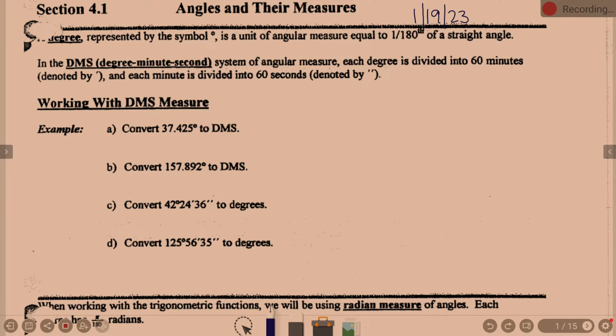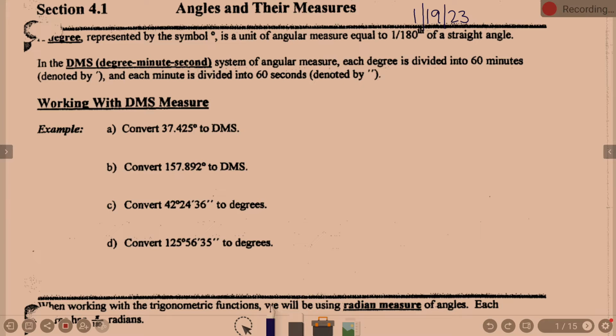Okay, we could say it's 1/360th of a circle. We could say it's 1/90th of a right angle. Okay. Now, first thing we're going to talk about here is DMS, degree minute second, which is a system of measurement. I feel like you see this more with latitude and longitude, so you've probably seen it in your social studies books a little bit.